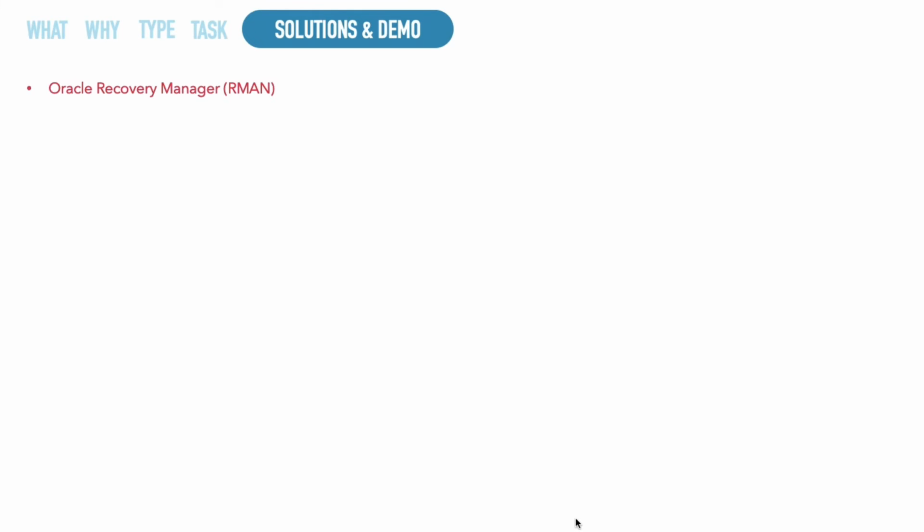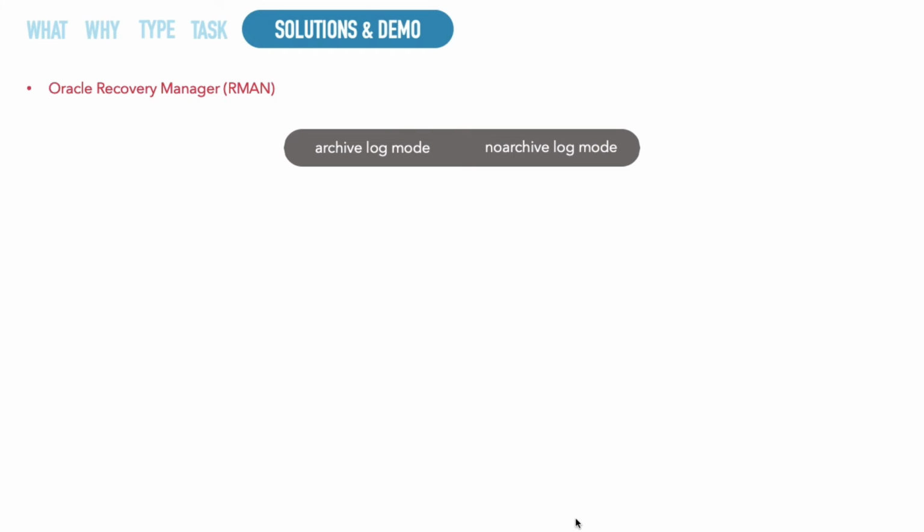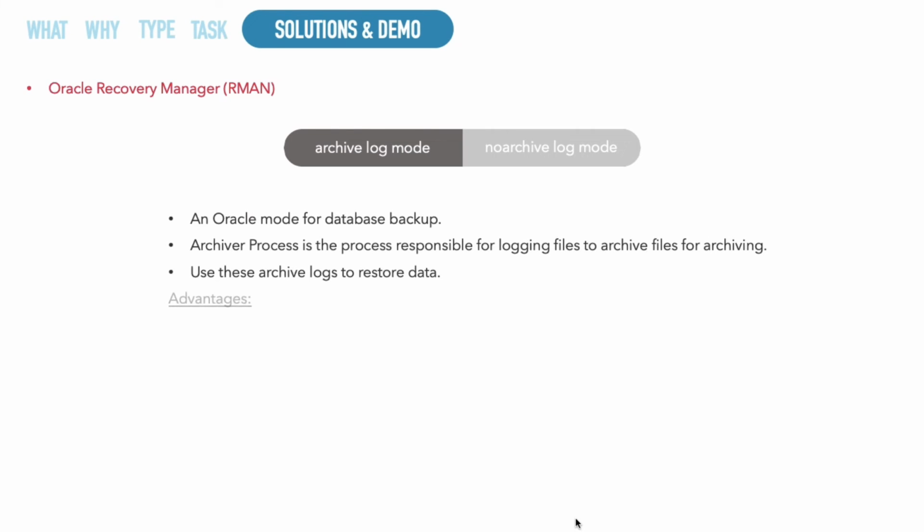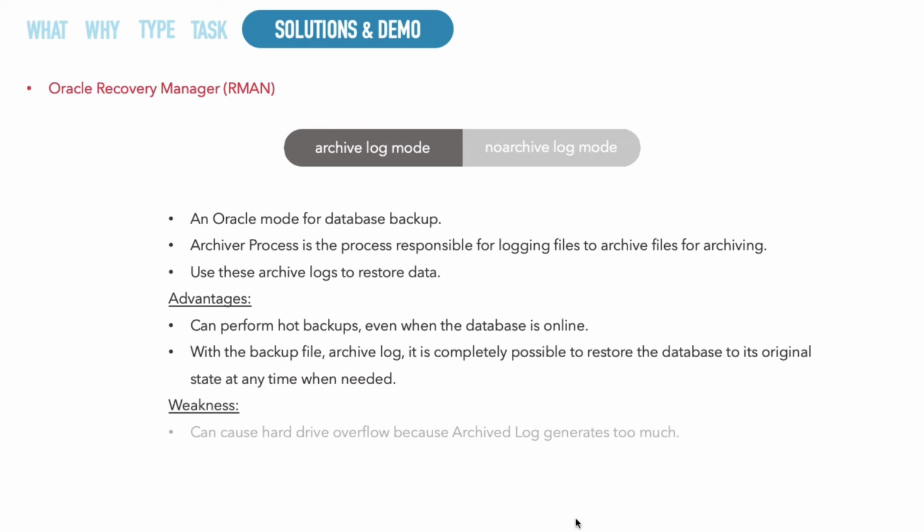Next, I will talk about part 6. Before doing the demo, I will cover the last 2 concepts. Those are archive log mode and no archive log mode. Archive log mode is an Oracle mode for database backup. The archiver process is responsible for copying redo log files to archive files for archiving. We can use these archive logs to restore data.